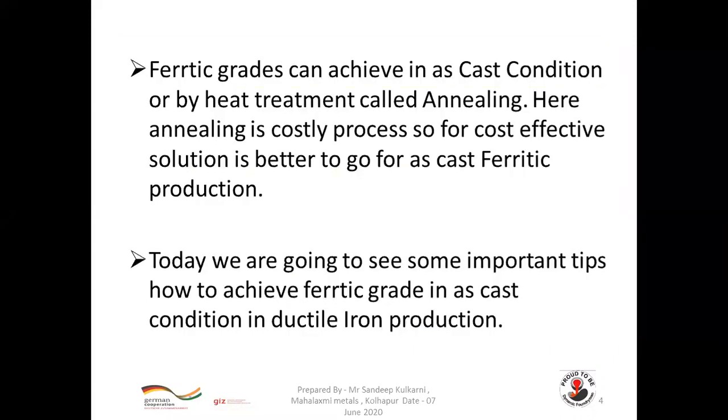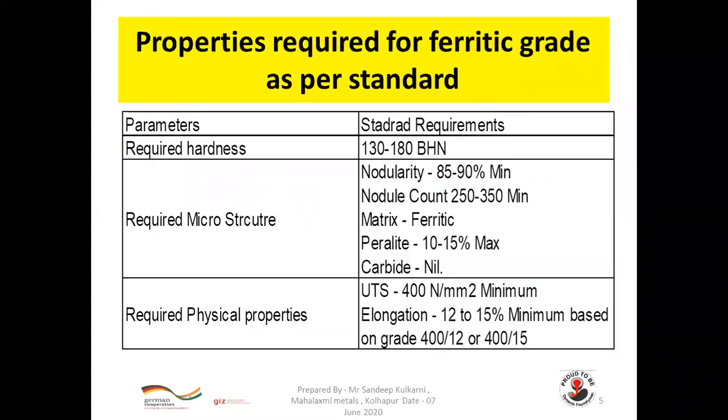Ferritic grade can be achieved in as-cast condition or by heat treatment called annealing. Here annealing is a costly process, so for a cost effective solution it is better to go for as-cast ferritic production. Today we are going to see some of the important tips on how to achieve ferritic grade in as-cast condition in ductile iron production. Properties required for ferritic grade as per standard.